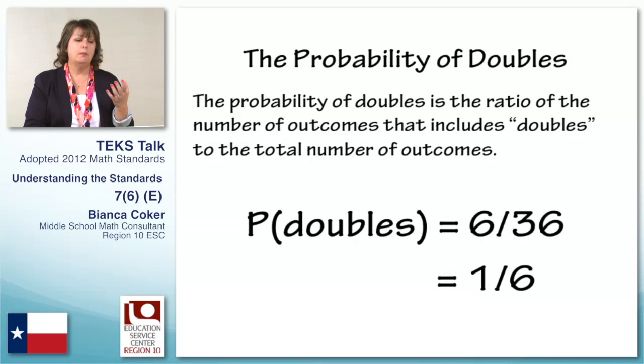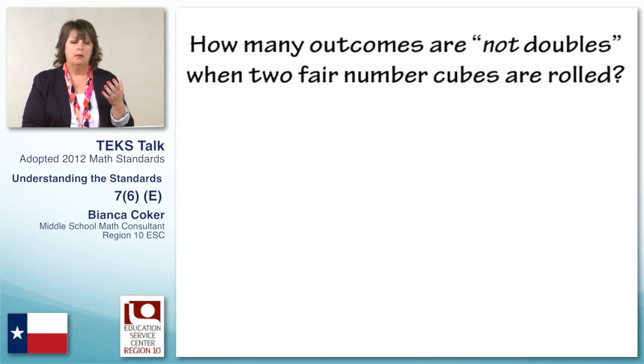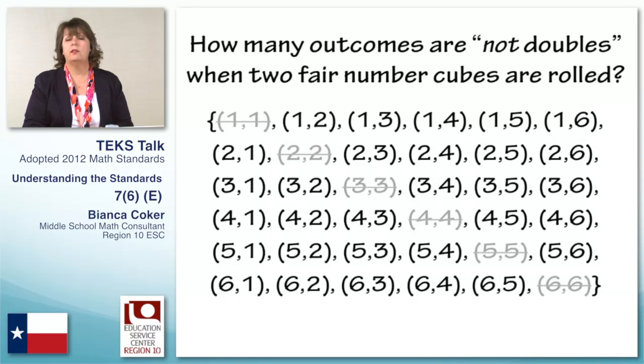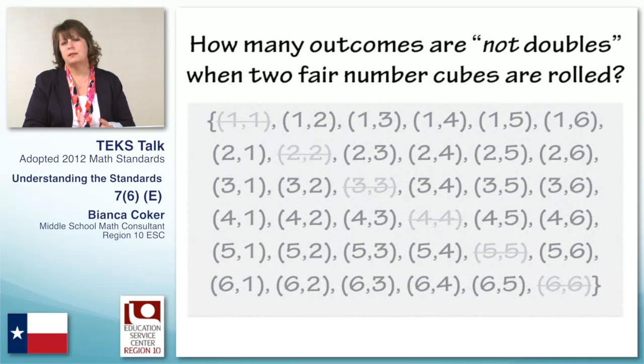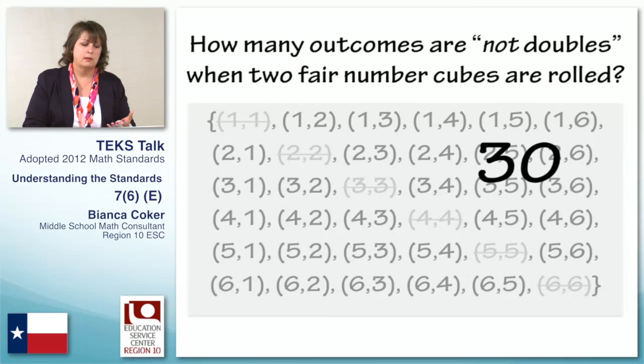Now let's look at how many outcomes are not doubles. By not doubles, we mean we roll those two fair number cubes and it's everything else in the sample space. So we'll cross out our doubles and it's all that's left. So if there were 6 doubles out of 36, how many were not doubles? Well, that answer would be 30, right?